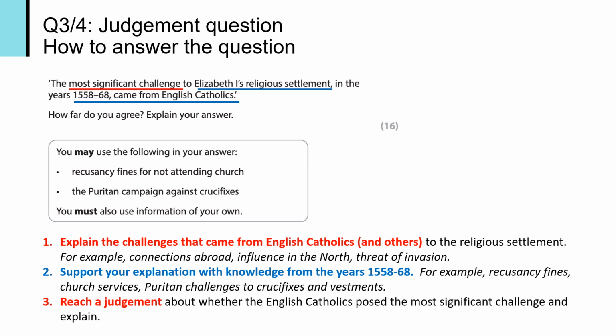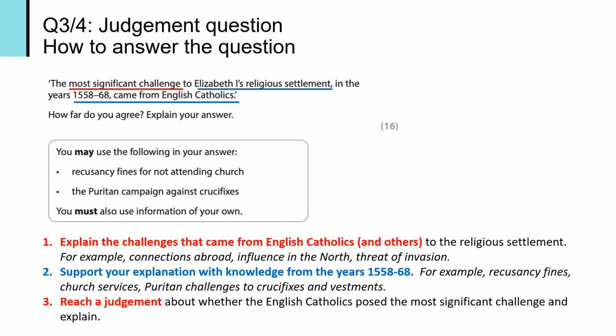Explain the challenges that came from English Catholics and others to the religious settlement. For example, connections abroad, the influence in the north, and the threat of invasion. Support your explanation with knowledge from the years 1558 to 68. For example, the recusancy fines, church services, Puritan challenges to crucifixes and vestments. And then you need to reach a judgment about whether the English Catholics pose the most significant challenge and explain.